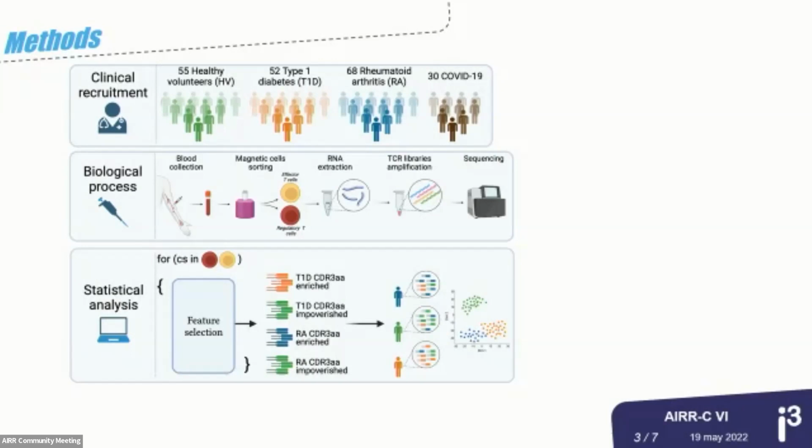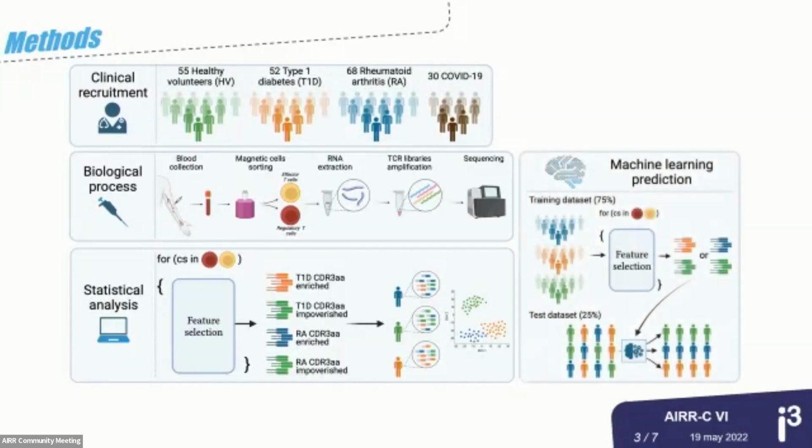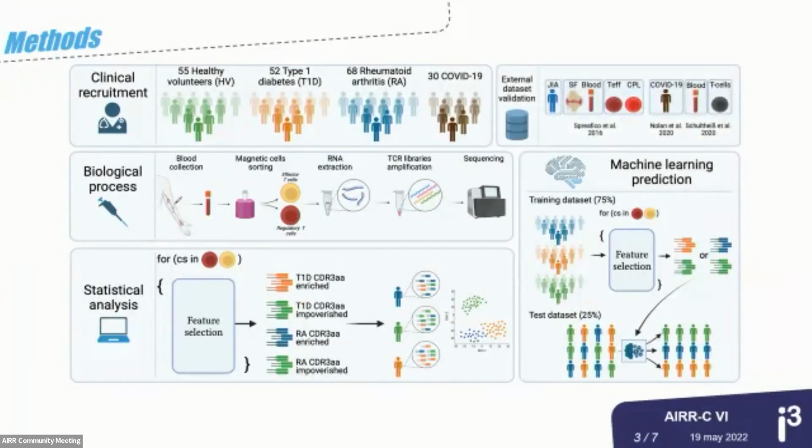A very important point for us, beyond the identification strategy, is to validate the approach and the results. We use two approaches for that. The first one is to use machine learning to train a model on the 75% of the patients with whom the signature was made, and then to classify the remaining 25%. The second approach is to use external datasets.